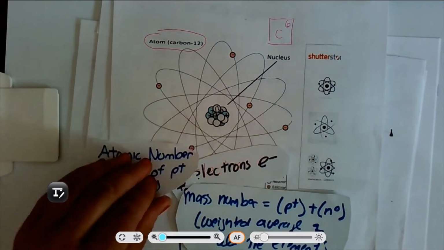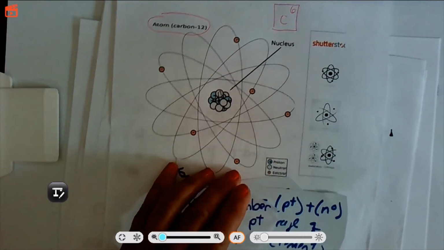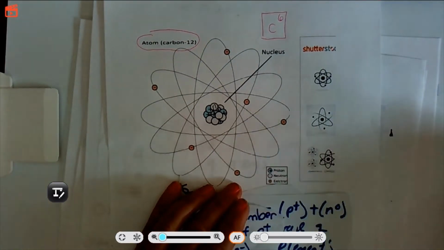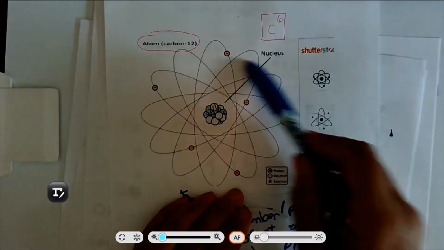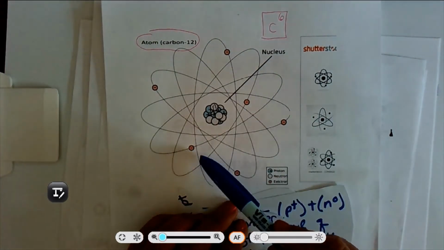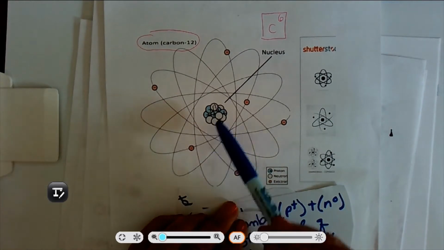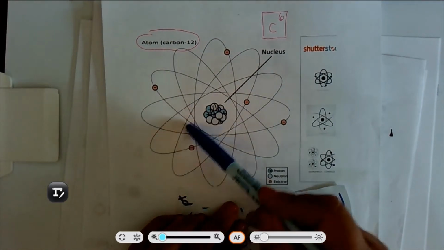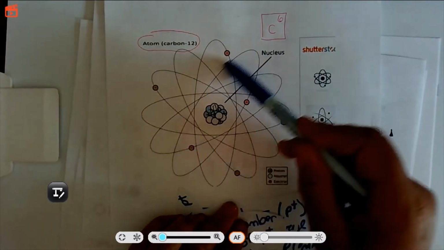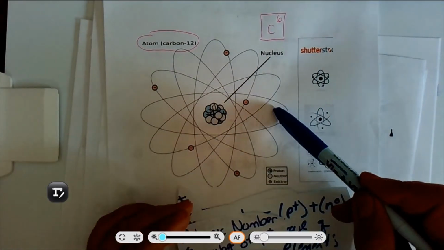Atoms are made up of smaller things, protons, neutrons, and electrons, and even smaller than that. But let's stick to this level. So this would be an illustration of the structure of a carbon-12 atom. There's the nucleus, and then we either show electrons in electron clouds or orbiting the nucleus.